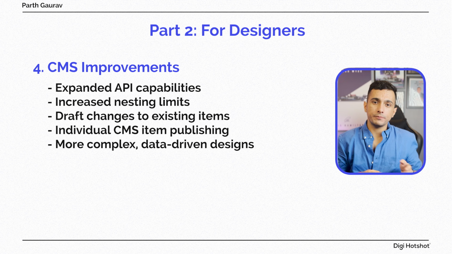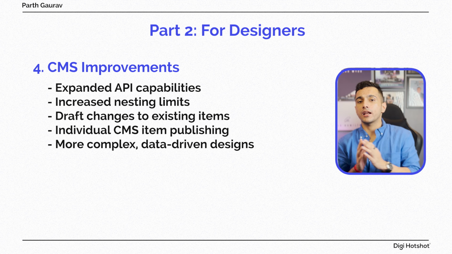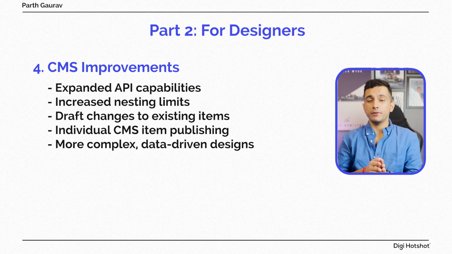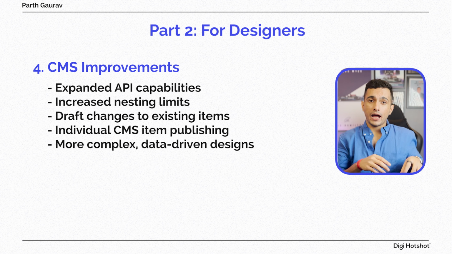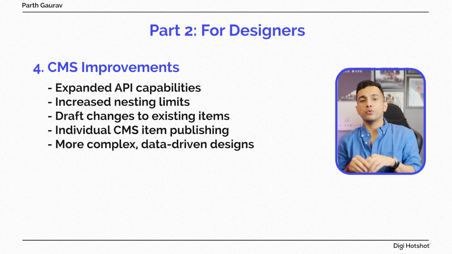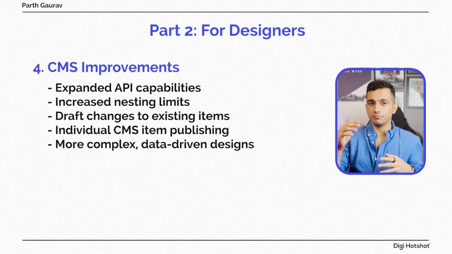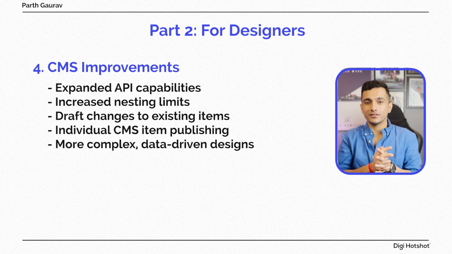The new CMS API endpoints supporting bulk operations are available to all customers today. The increased CMS nesting limits will be launched in beta later this year, and the publishing improvements will be available to everyone later this year. And these were, I would say, my most favorite features that were announced.